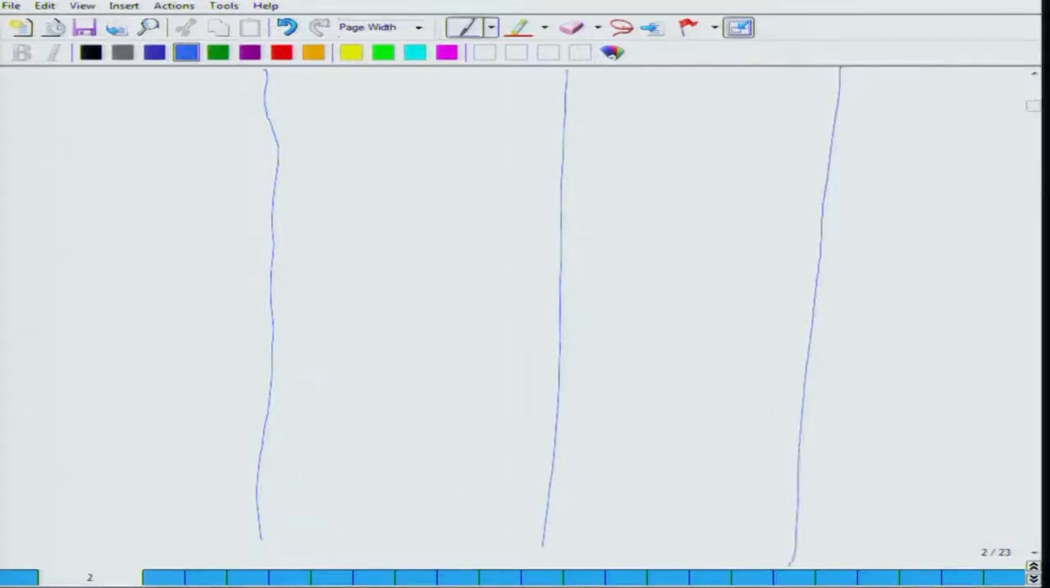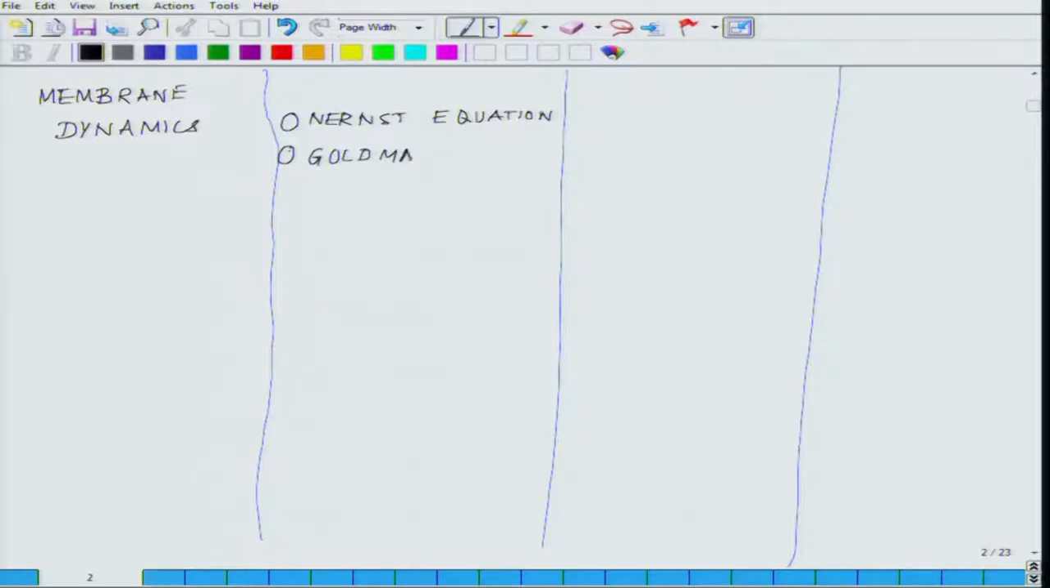So, we are talking about the membrane. Back to where we are: what is the membrane structure? Membrane dynamics. We will be talking about the Nernst equation, then we will be talking about Goldman, Hodgkin and Katz, which is also called the GHK equation, which is nothing but an extension of the Nernst equation.